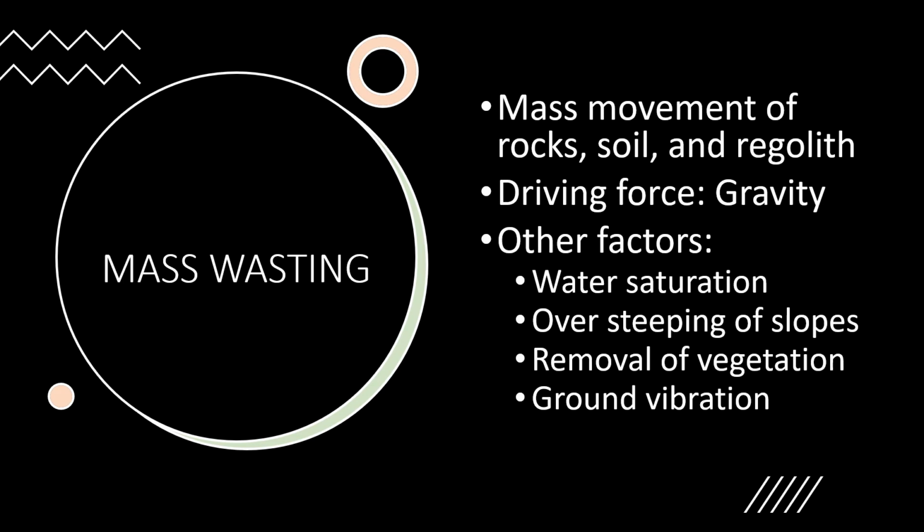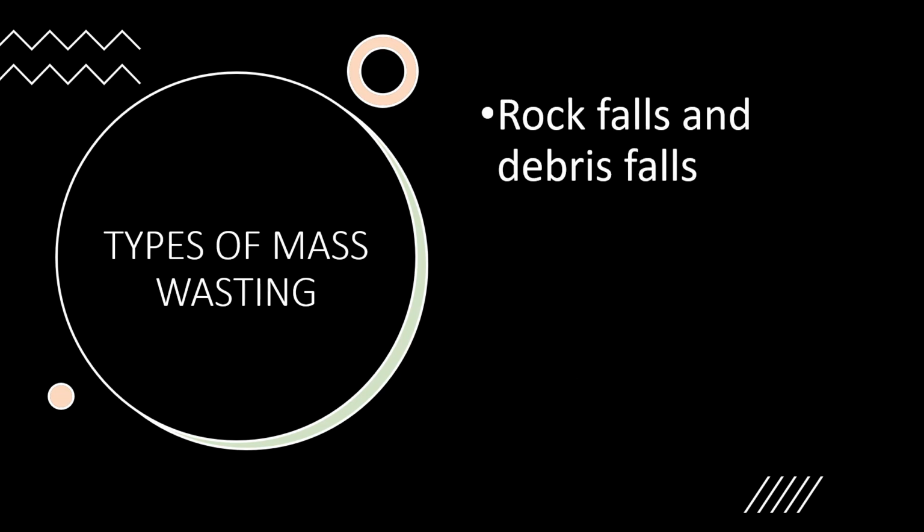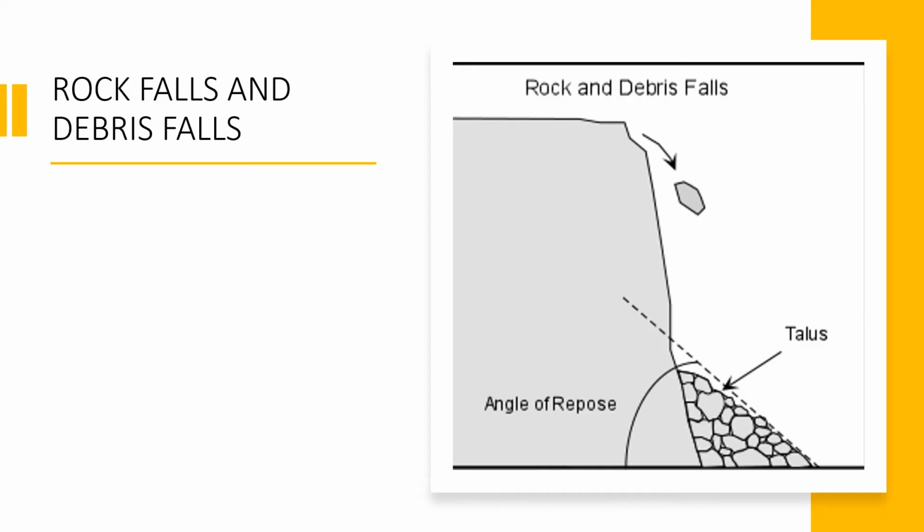The angle of repose is the steepest angle at which materials remain stable and do not move downslope. Depending on the size and shape of the particles, the angle of repose varies from 25 degrees to 40 degrees. The root system of plants binds the soil and regolith together, minimizing the downslope movement of materials. Ground vibrations due to earthquakes cause mountains and hills to break off and move. So the types of mass wasting would be rockfalls and debris falls, landslides, and flows.